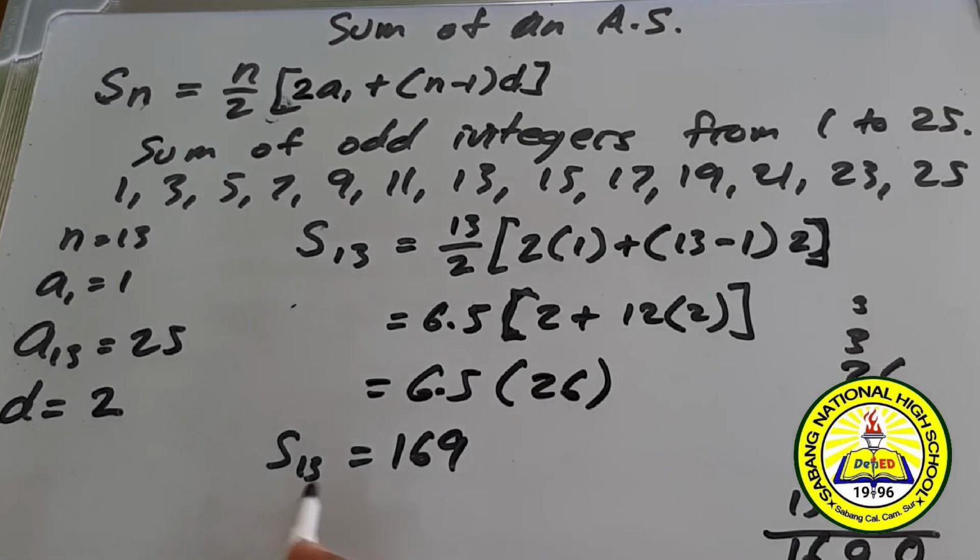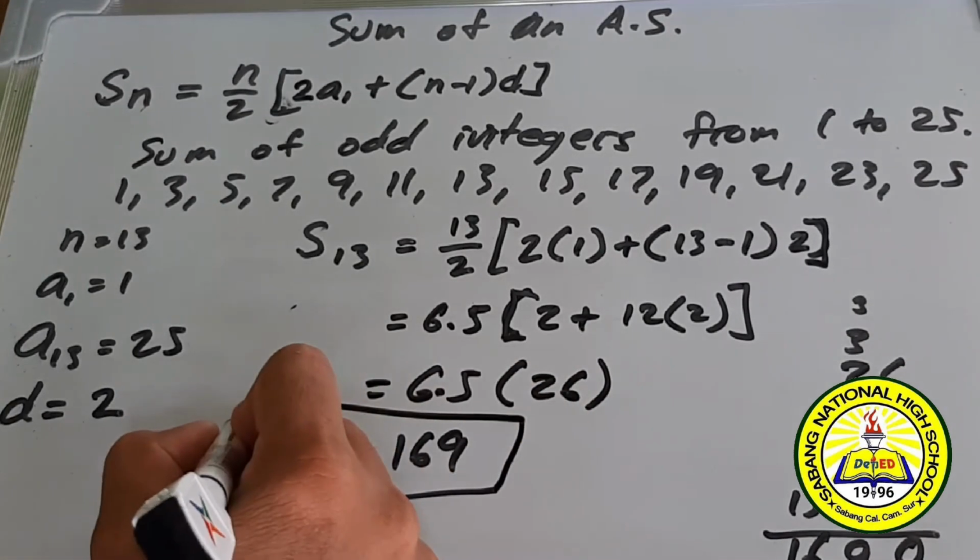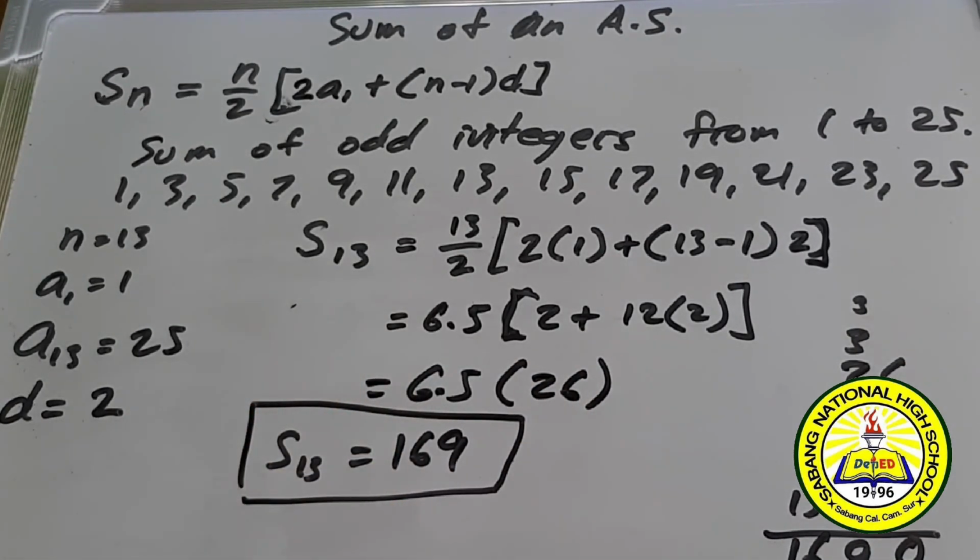Okay, so that is how we find the sum of an arithmetic sequence. My challenge to you is to find the sum of the first 1,000 terms, or rather, find the sum of the first 1,000 positive odd numbers. If you find the answer, then excellent. Congratulations.